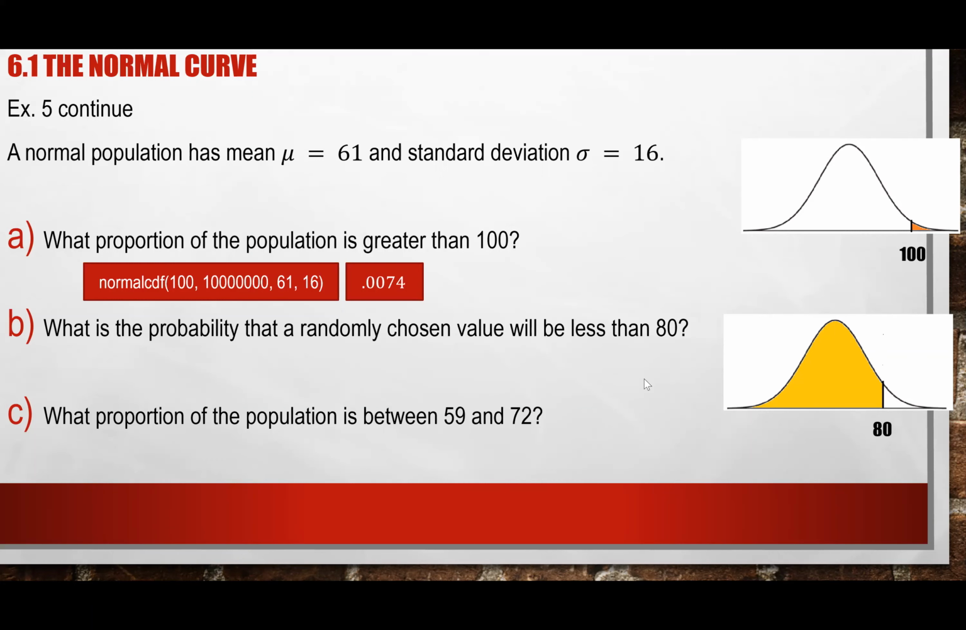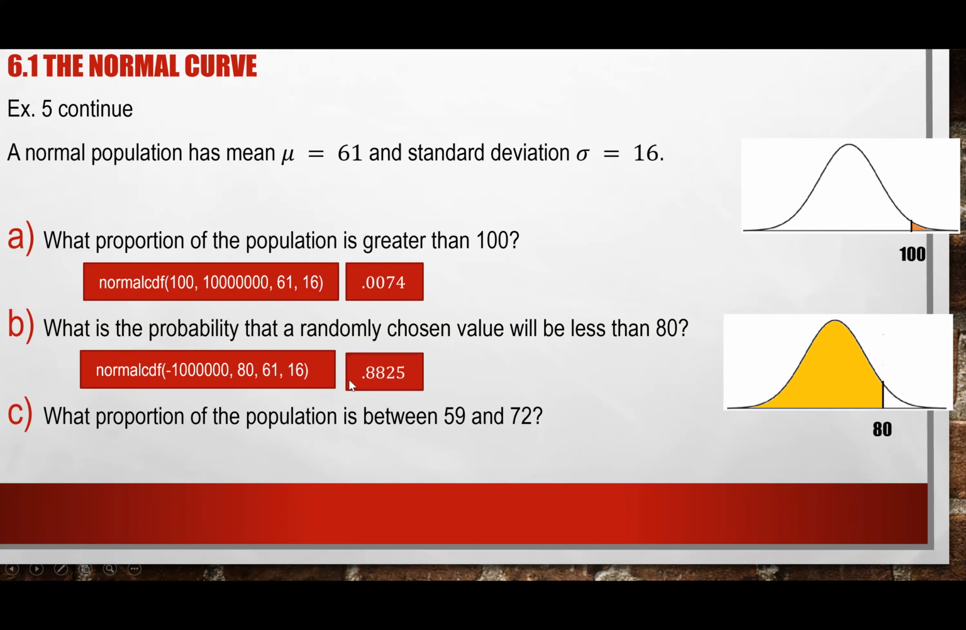This should give you that, oh, the item on the left, my lower limit will be some small number. Because I'm looking for the item on the left, my lower limit will be negative 1 million or 10 million. My upper limit, I will not go beyond 80, so my upper limit will be 80. And then my mean is 61 and my standard deviation is 16. Once you have this, your calculator will do the rest, which is 0.8825.